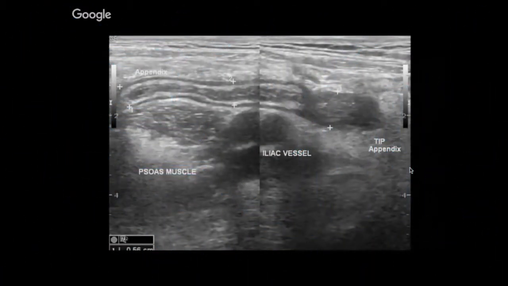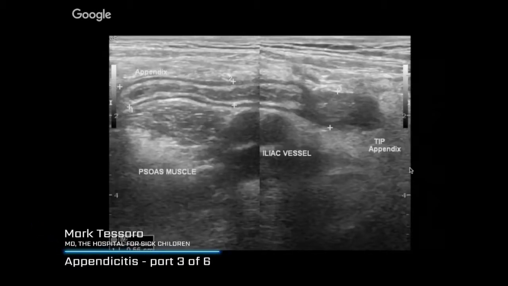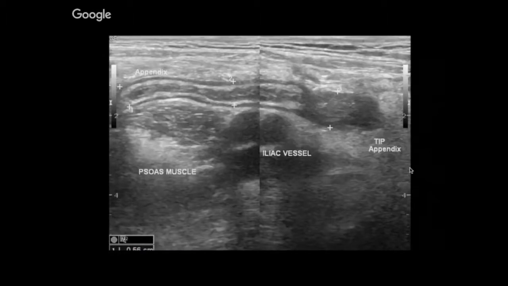And other tricks that we always have to consider. So, when your appendix gets inflamed, it's not always the whole thing, right? It can be half of it. It can be just the tip. And so this is an example of psoas and iliac vessels.